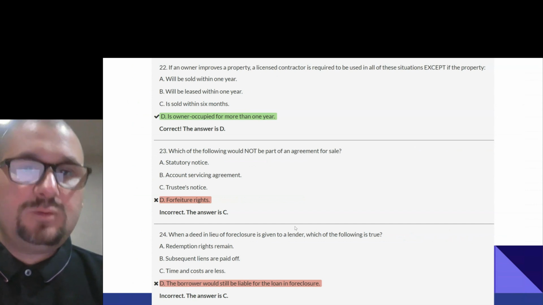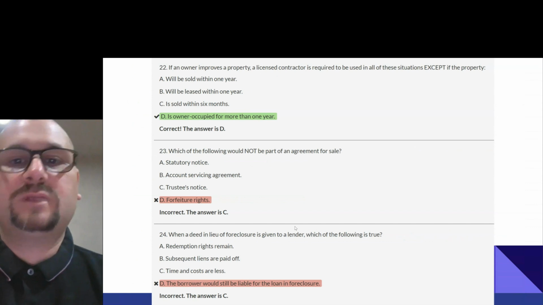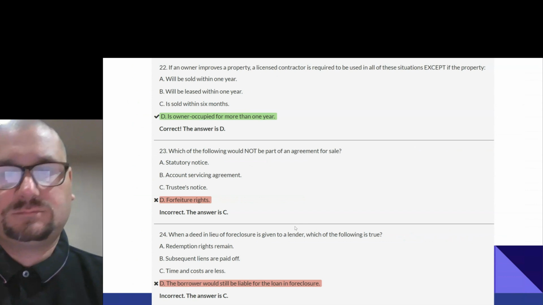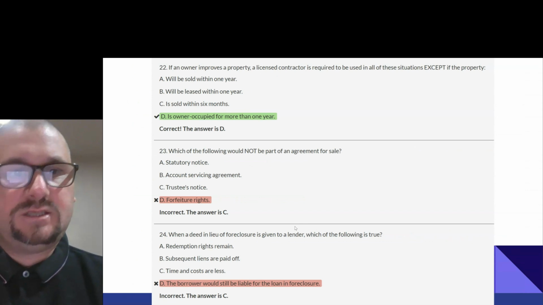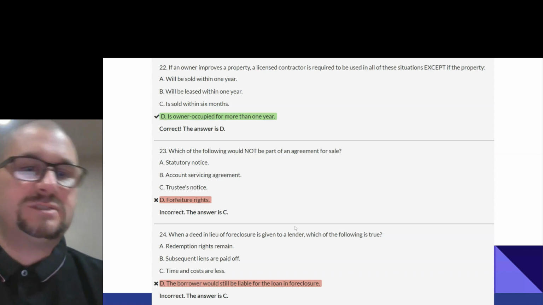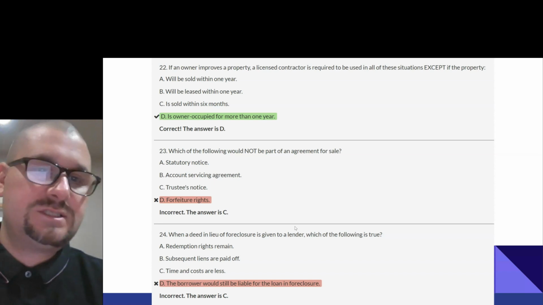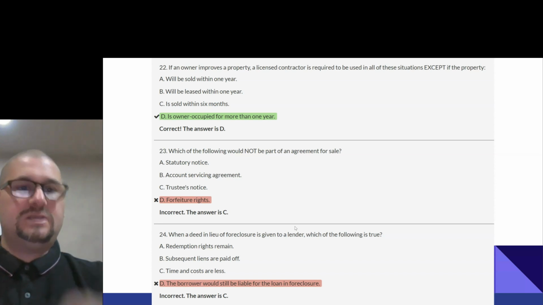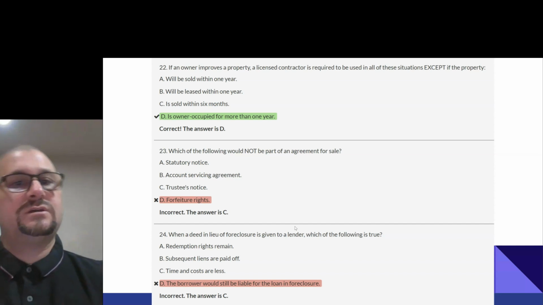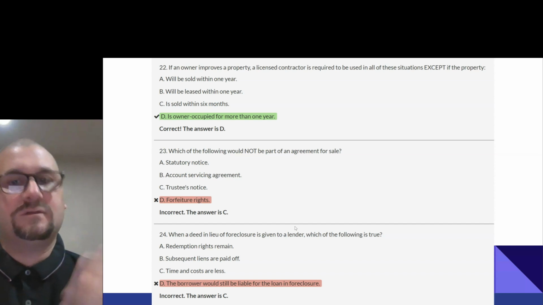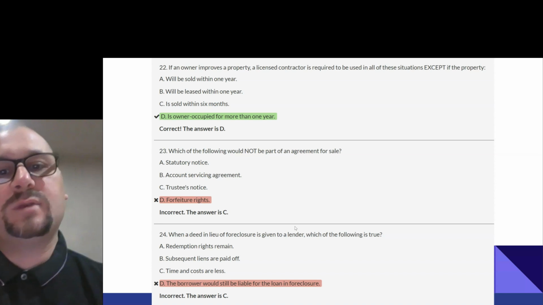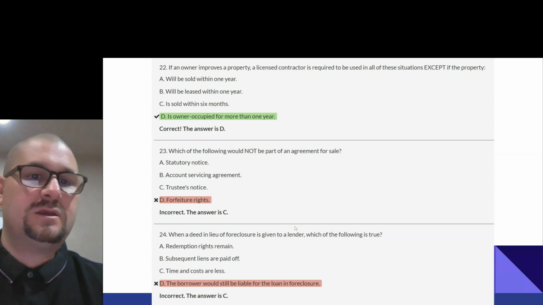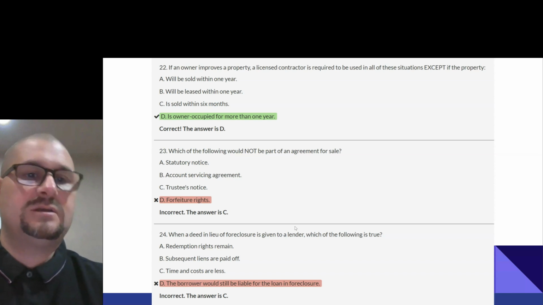Which of the following would not be part of an agreement for sale? C, Charlie, trustee's notice. In a trustee's notice, you've got the trustor and the trustee. The trustor gives it to the trustee. The trustee's notice is not part of an agreement for sale. So A, statutory notice, yeah. Account service agreement, yeah. Forfeiture rights, yeah.